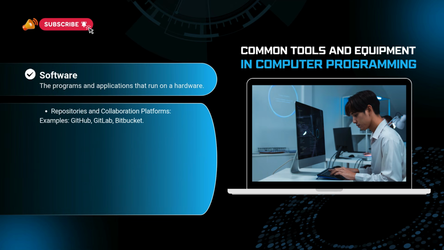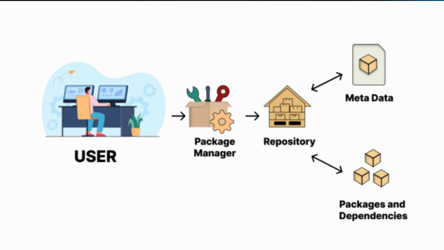Then we have repositories and collaboration platforms. These are online spaces where programmers store their code and work together on projects. A repository is like a storage container that holds all the files, code, and history of changes for a project. It keeps track of every update, so developers can go back to earlier versions if needed.